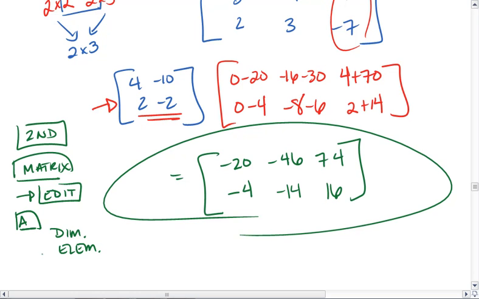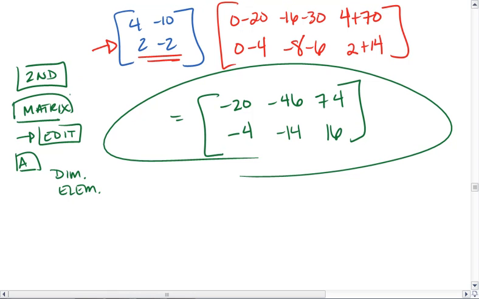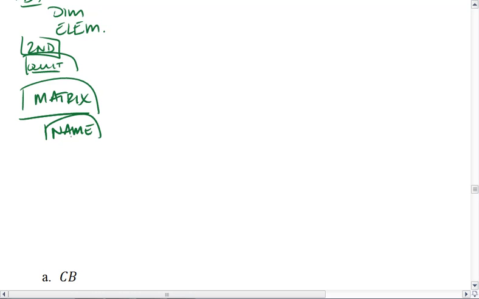You want to do the same thing for matrix B. So again, you'll go second, matrix, edit and input the dimensions and the elements of matrix B. You then want to exit out by hitting second and then quit. You can then go back into the matrices, but instead of scrolling over to edit, you're going to want to stay under the names. So go back into the matrix, stay under the names, and you can hit matrix A, and then again go in and hit matrix B, and it will tell you what that product is.